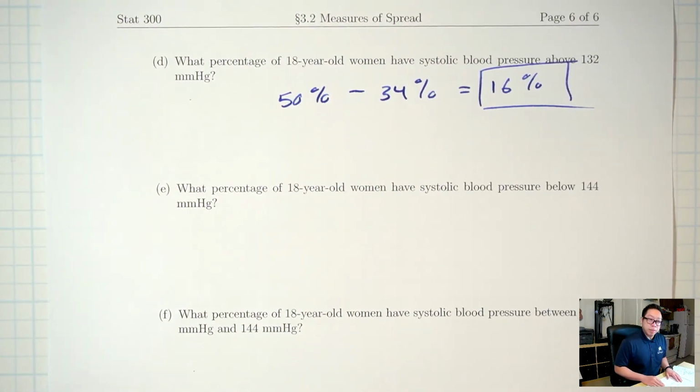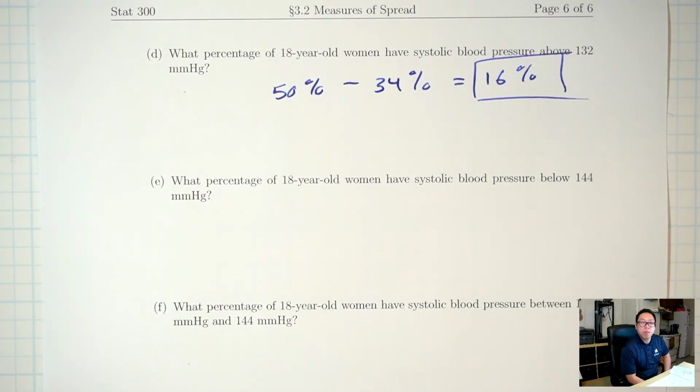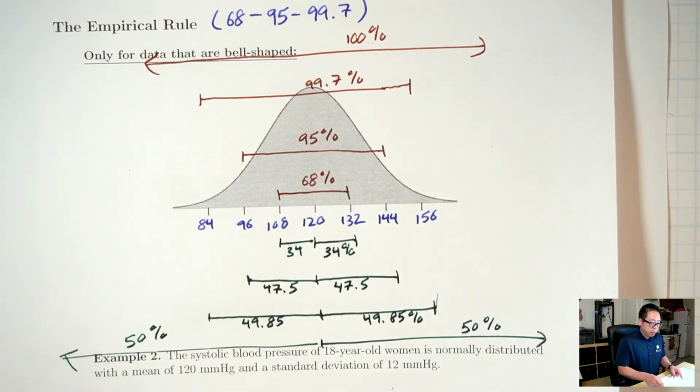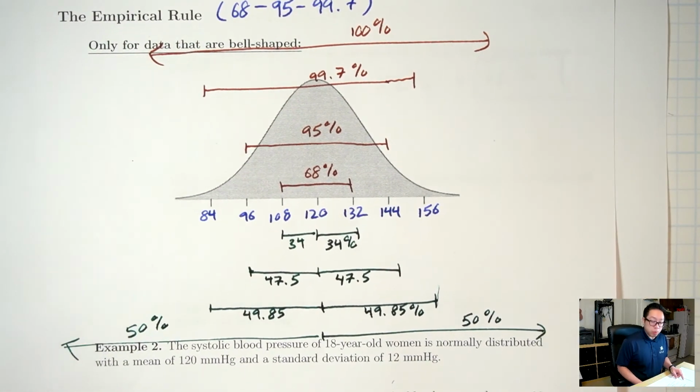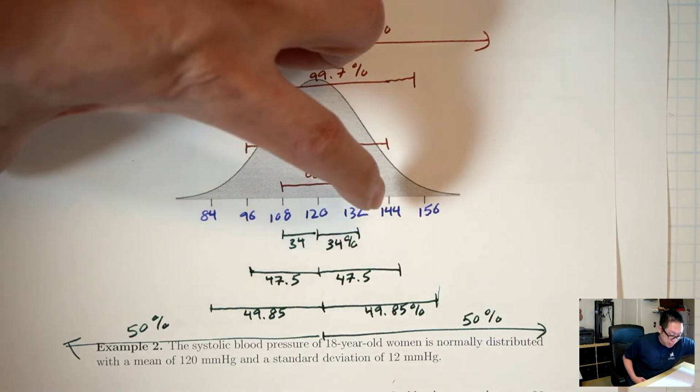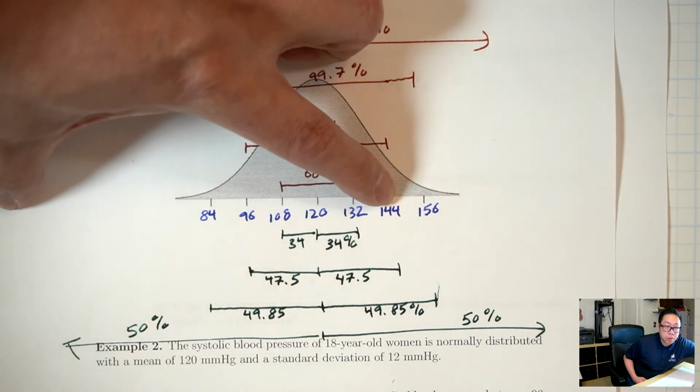Okay, part E. Let's try another one. What percentage of women have blood pressure below 144? Below 144 means 144 all the way to the left, so it's that piece. 144 all the way to the left.